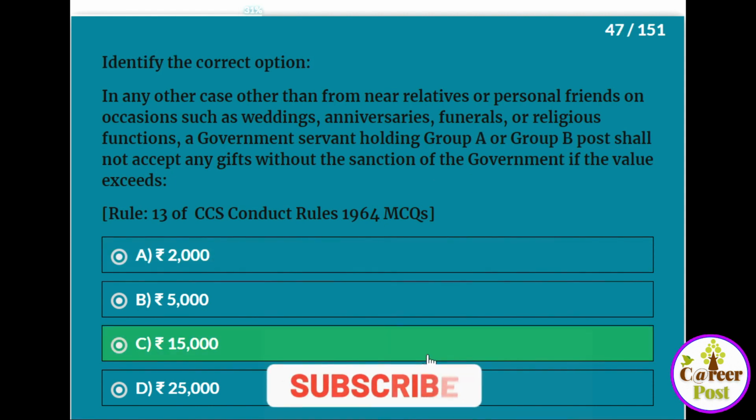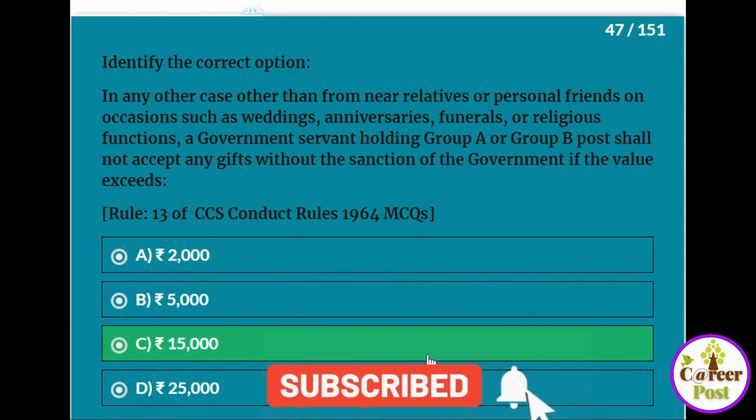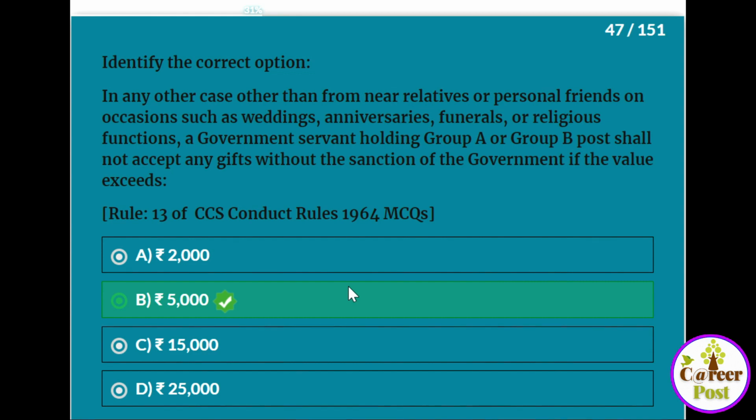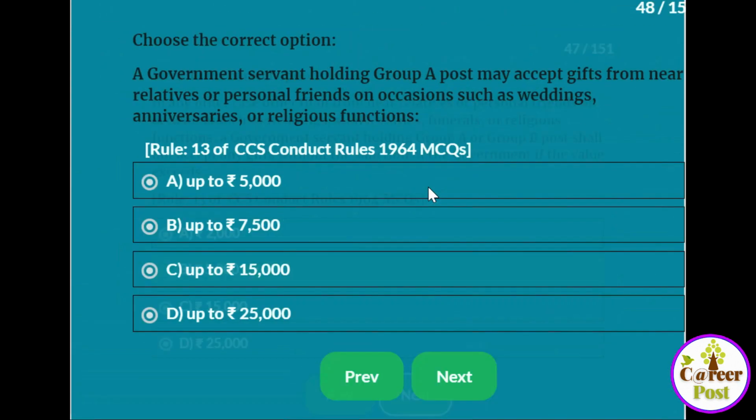In any other case other than from near relatives or personal friends on occasions such as weddings, anniversaries, funerals or religious functions, a government servant holding Group A or Group B shall not accept any gifts without sanction by the government if the value exceeds 2,000, 5,000, 15,000 or 25,000. It is 5,000 other than from the near relatives.